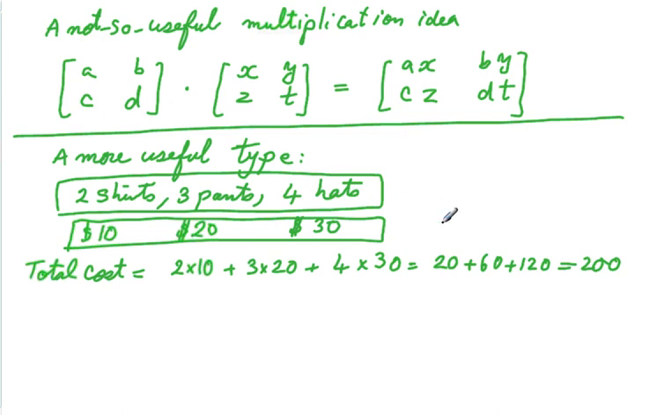I'm going to introduce some array of numbers. Here's 2, 3, 4, and the other array of numbers, 10, 20, 30. I'm going to take these 2 arrays. So here's one array, and here's another array. I want to multiply them and get 200 out of it.